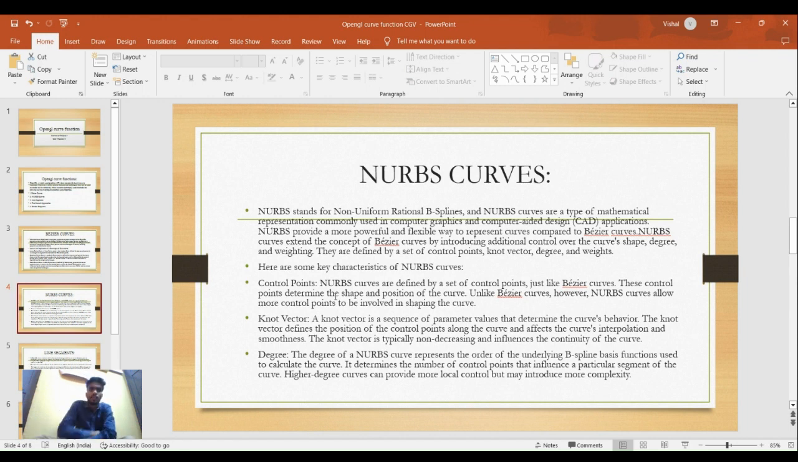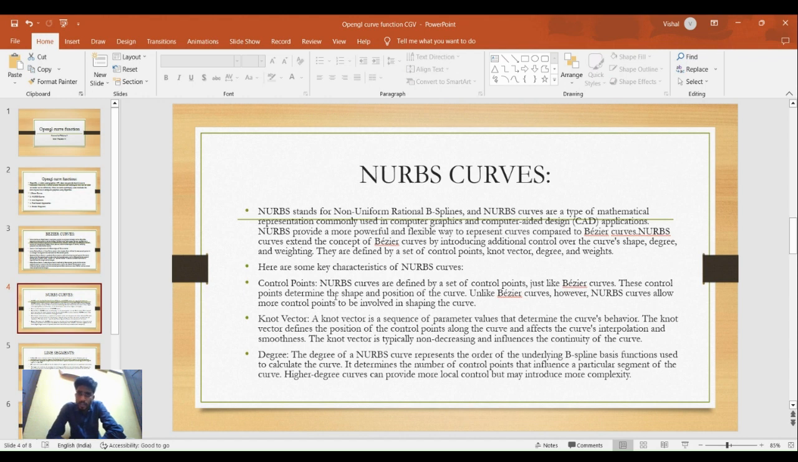Here are some key characteristics of NURBS curves. Control points. NURBS curves are defined by a set of control points, just like Bezier curves. These control points determine the shape and position of the curve. Unlike Bezier curves, however, NURBS curves allow more control points to be involved in shaping the curve. Knot vector. A knot vector is a sequence of parameter values that determine the curve's behavior. The knot vector defines the position of the control points along the curve and affects the curve's interpolation and smoothness. The knot vector is typically non-decreasing and influences the continuity of the curve.